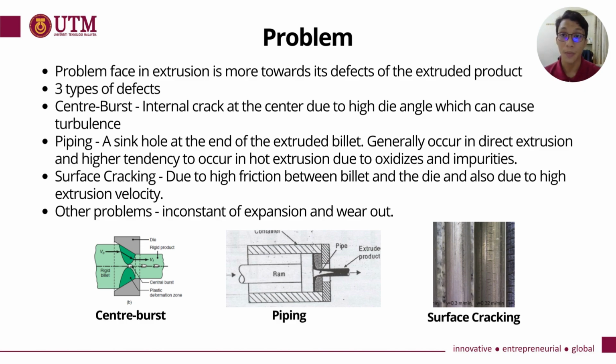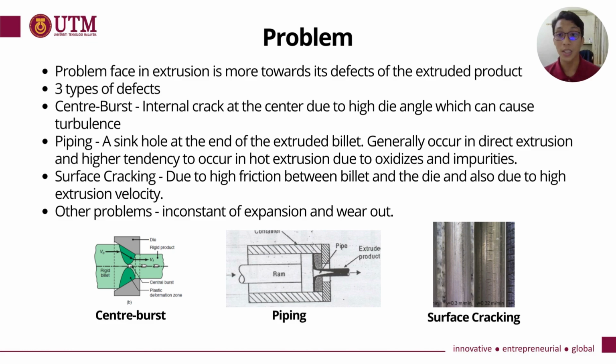Secondly is piping. Piping is a sink hole at the end of the billet or the extruded product. It generally occurs in the direct extrusion process, and has a high tendency to occur when the process is hot extrusion. Since it is a hot extrusion process, the material will have oxides and impurities in it.